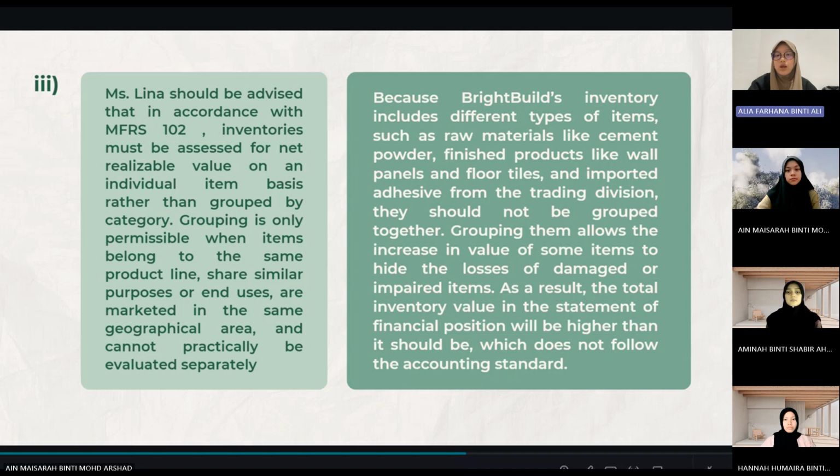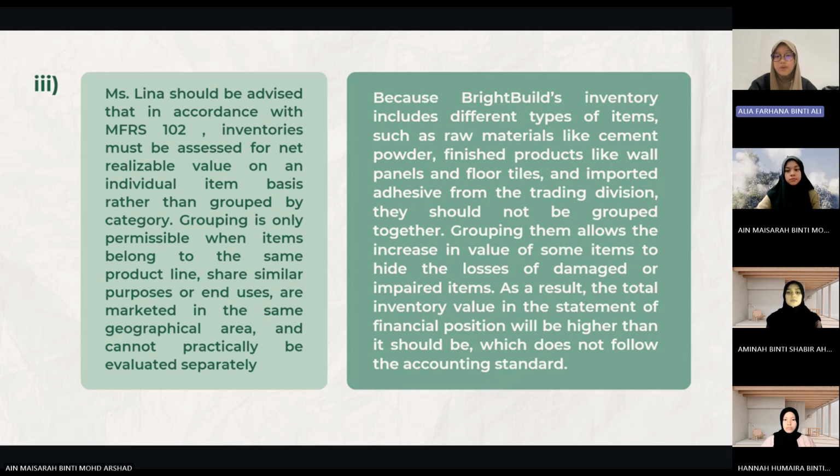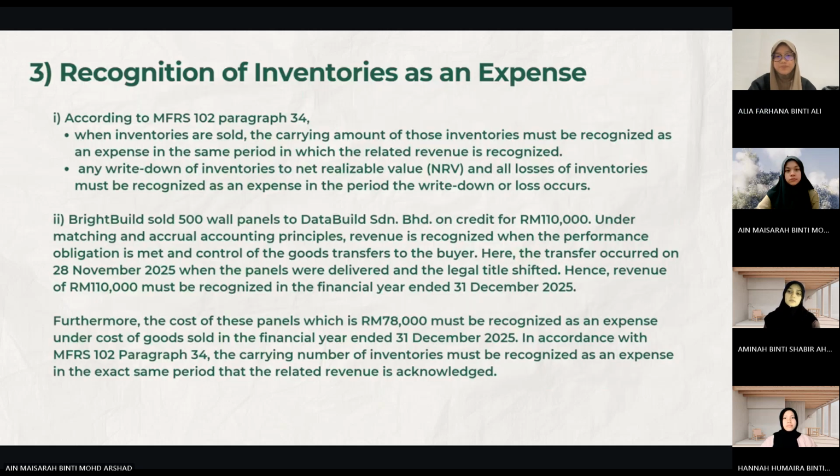Grouping them would allow an increase in value of some items to hide the losses of damaged or impaired items. As a result, the total inventory value in the statement of financial position will be higher than it should be, which does not follow the accounting standard.